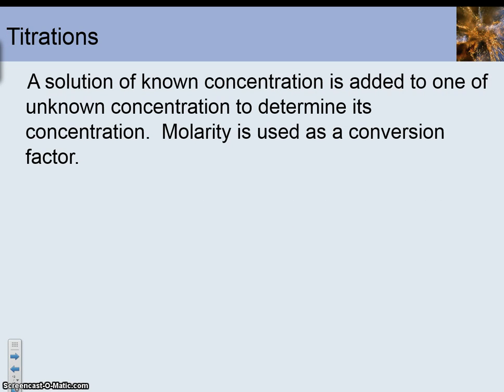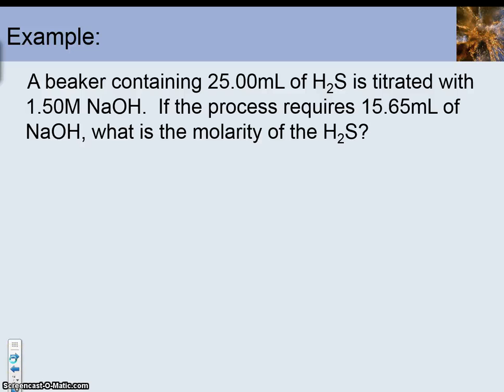So the way it works is we have a solution whose concentration is known, and we add it to an unknown concentrated solution to determine its concentration. And we use the molarity of our known solution as a conversion factor. So let's look at an example of this. I've got a beaker containing 25 milliliters of H2S. We titrate it with 1.50 molar sodium hydroxide. If this process requires 15.65 milliliters of sodium hydroxide, what is the molarity of H2S?